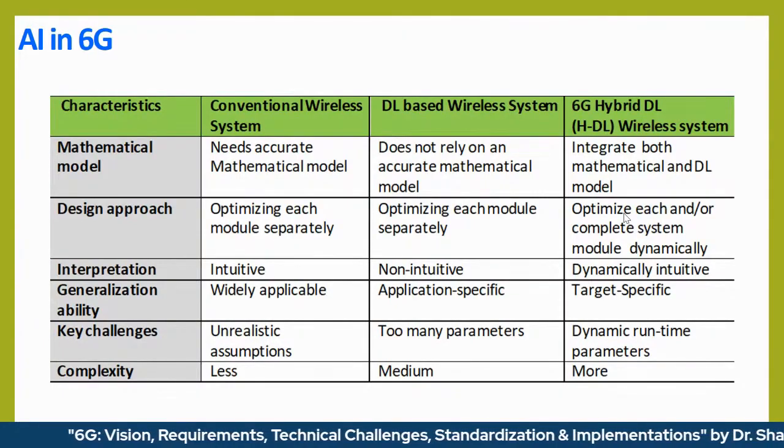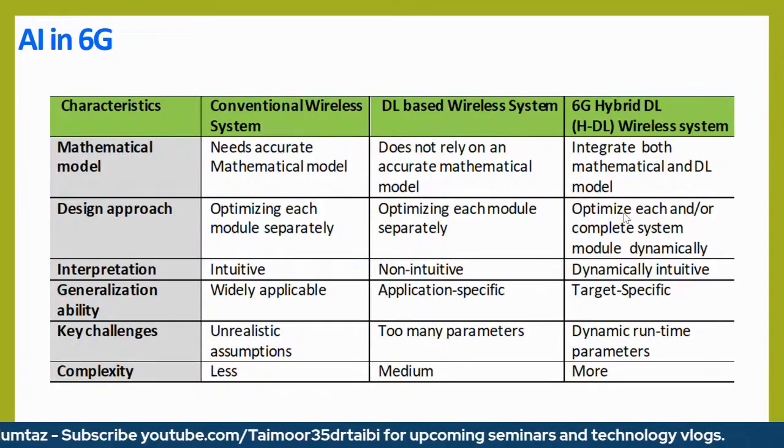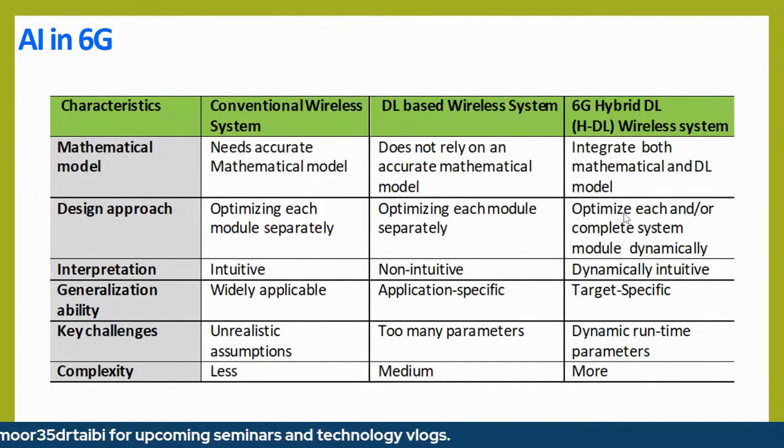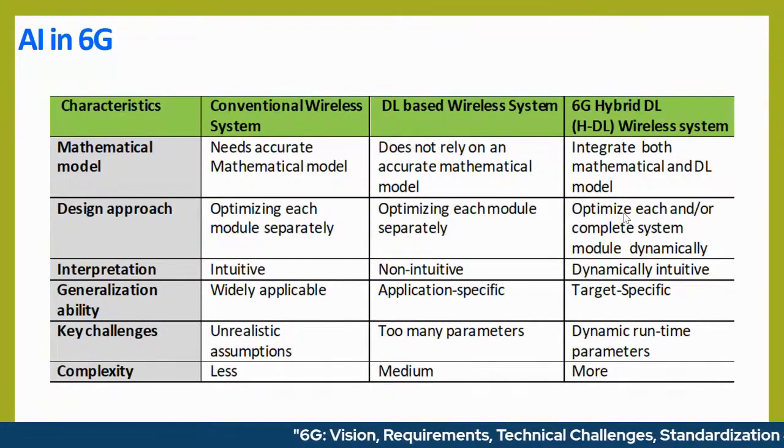And then we need to optimize each module, or the complete system, dynamically. But in 5G, they optimize each module separately. So we have to do it dynamically in 6G. And in 5G it's non-intuitive, but here we need it dynamic. And in 5G, mostly it's application specific, and here we need target specific. In 5G, there are too many parameters. If I understand machine learning, optimization is quite hard in 5G, but here we need it dynamic.